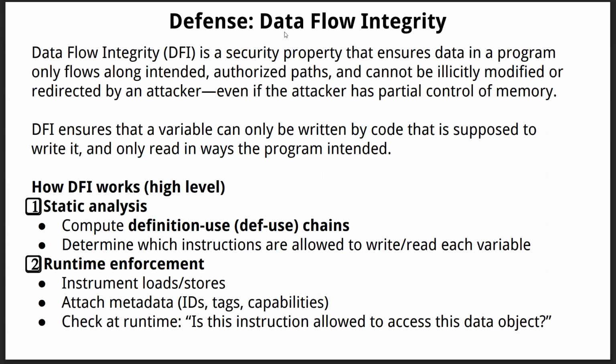There are some generic approaches to defeat this kind of data override attack. One approach is called data flow integrity. This approach ensures that all the data in a program only flows along intended authorized paths. So what does that mean? We have a buffer there. It has a bounded size. String copy is copying data to that buffer, and string copy's job is only to copy data to that buffer, not beyond that buffer, right?